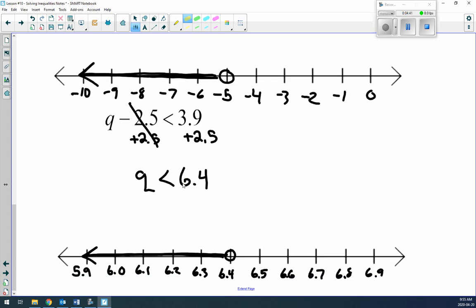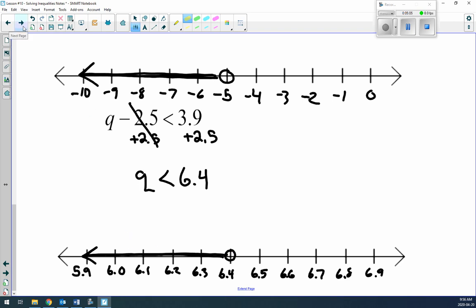q minus 2.5 is less than 3.9. We got to get q by itself. It's negative 2.5, so we add 2.5 to both sides. So we end up with q is less than 6.4. So if you look at this number line, this is interesting. I went up by 0.1, right? So 5.9, 6, 6.1, 6.2. So that makes it really easy to graph. Open circle at 6.4 because it doesn't include that point and everything to the left of that.